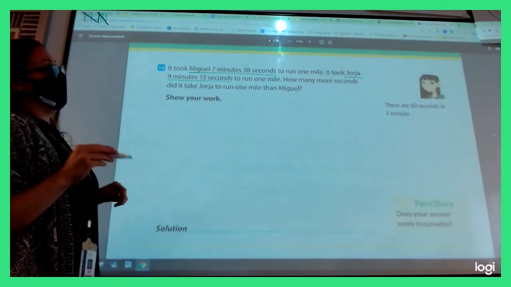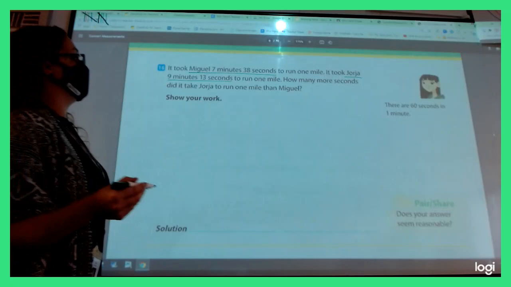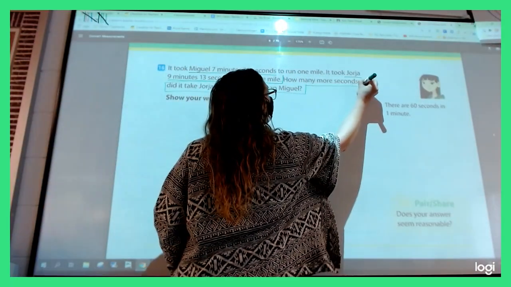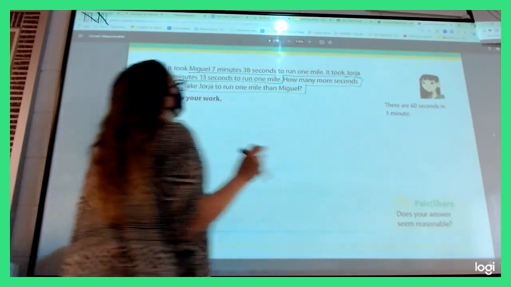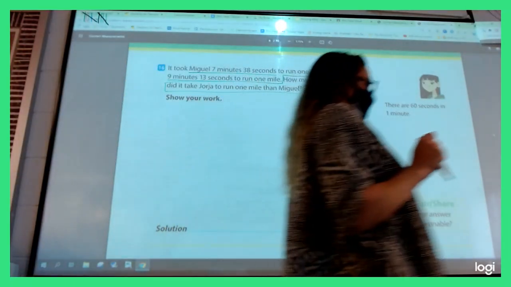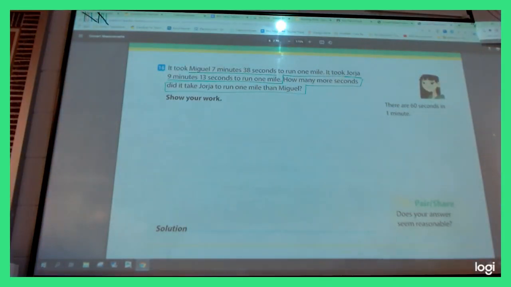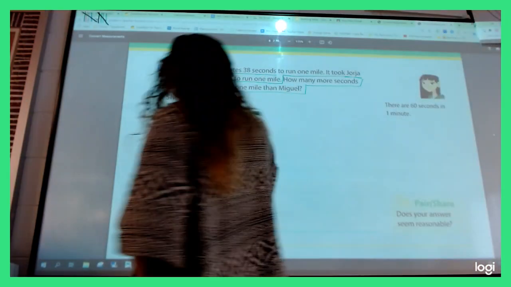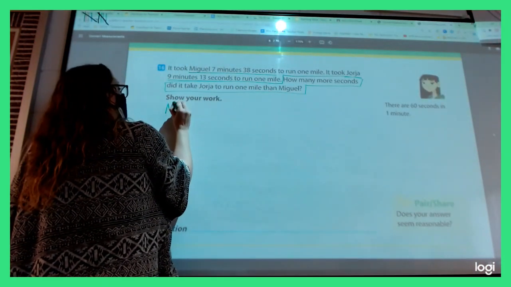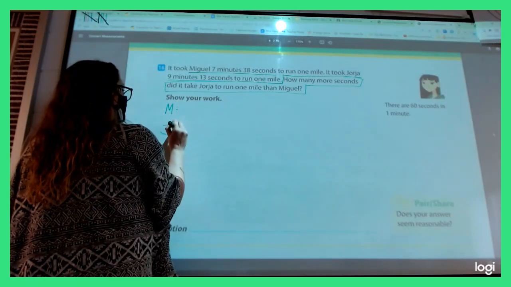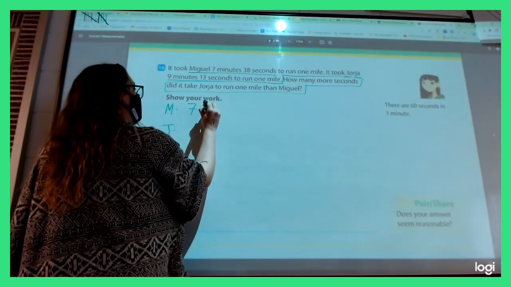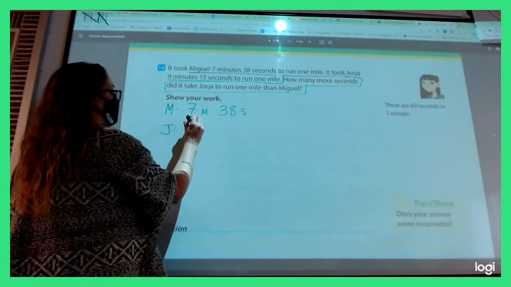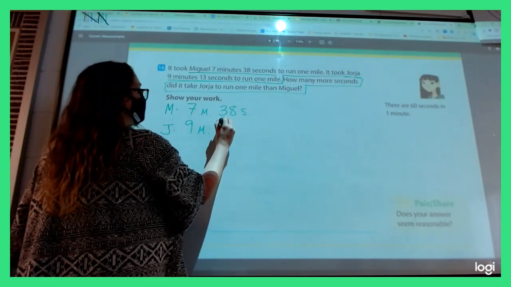All right, now, how many more seconds did it take Georgia to run 1 mile than Miguel? Okay. Make sure everyone's marked up our problem, so I don't like looking back up here for my work. I'm going to make a little code down here. Miguel and Georgia. So we know Miguel took 7 minutes and 38 seconds. And Georgia took 9 minutes and 13 seconds.